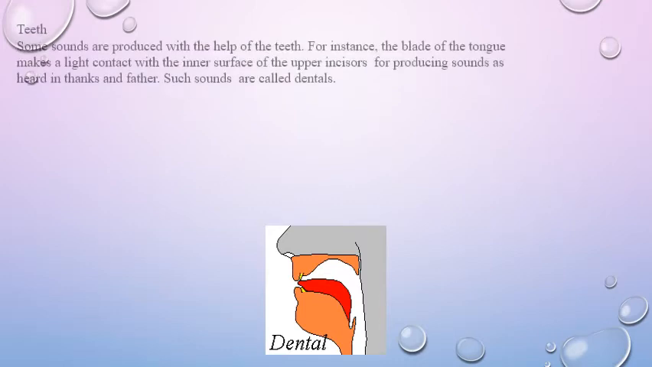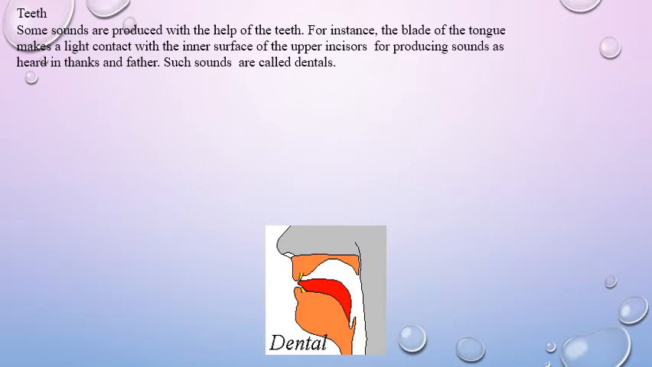The teeth ridge is also called the alveolar ridge. When we speak certain sounds, we have to touch the teeth. For example, the blade of the tongue comes in contact with the inner surface of the upper incisors, not the lower row of teeth, for producing sounds. For example, thanks, father. In thanks and father, th is there, but in thanks it is the voiceless pronunciation, and in father it is the voiced pronunciation.